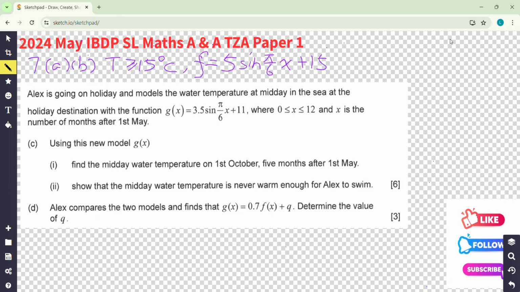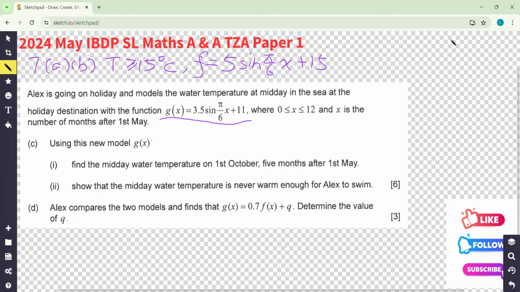Welcome back. Okay, we continue our journey for question 7, C and D. It is a new section. They said they have a new function G. We need to compare with F. So remember F is like this, 5 sine pi over 6x plus 15. And the temperature required for swimming is hotter than or equal to 15 degrees Celsius.